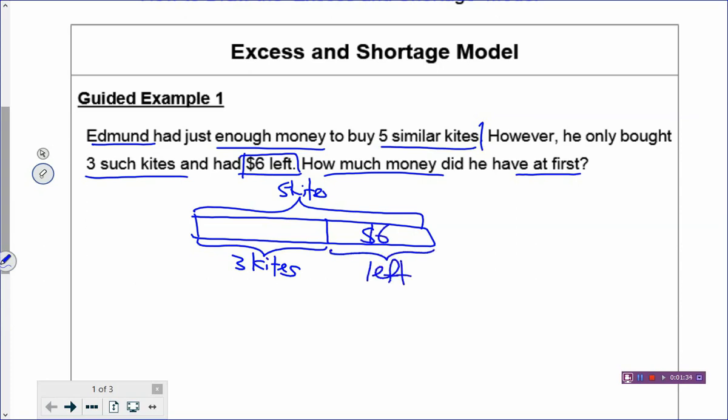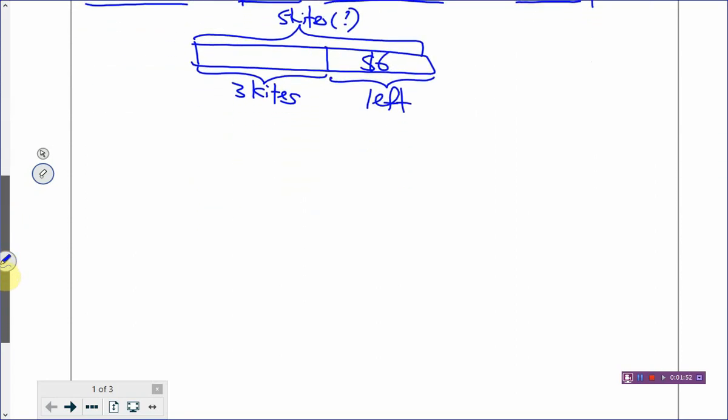$6 left. So how much money did he have at first, which is just enough money to buy 5 kites? To find the whole rectangle, that is the question mark. So the model is done. You can see it's a very simple model. Once your model is done, you look at the model and study it to see how to solve.